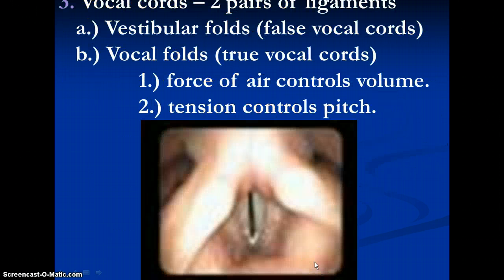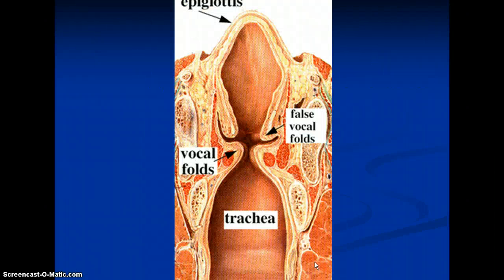Your vocal cords, as seen from above in the picture below, you have 2 pairs of ligaments. The vestibular folds are called your false vocal cords, and then your true vocal cords are able to change shape, which control your pitch. So if you tighten them up, you can speak like Mickey Mouse. If you loosen them up a lot, your voice can get really deep. And again, the epiglottis will flap down when you're swallowing. This is a sagittal section allowing you to see the false vocal cords and the vocal folds, as well as the trachea.